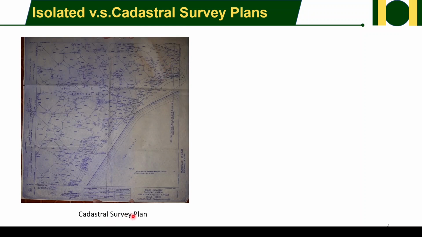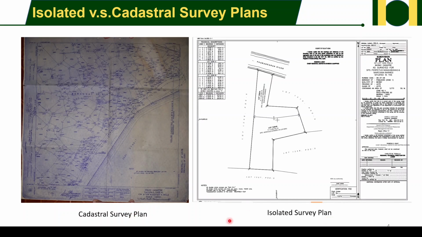In the Philippines, there are two types of survey plans. One is a cadastral survey plan, and the other is an isolated survey plan. The figure on the left represents a cadastral survey plan, which shows the boundaries of cadastral lands. It shows the metes and bounds of the cadastral lands inside a locality. It could be a barangay or a municipality.